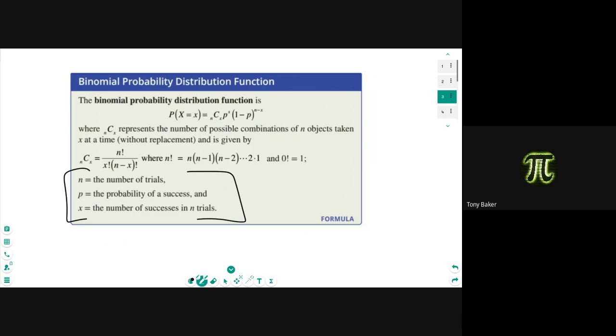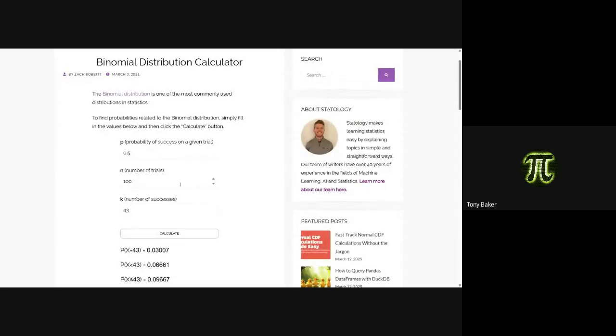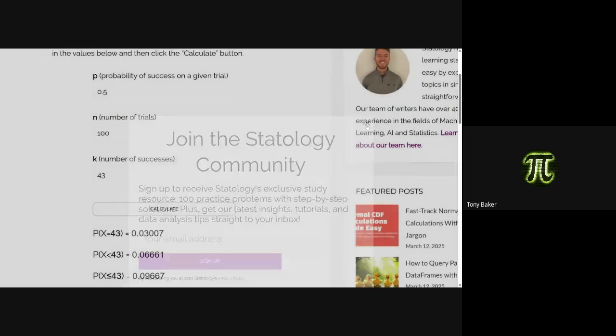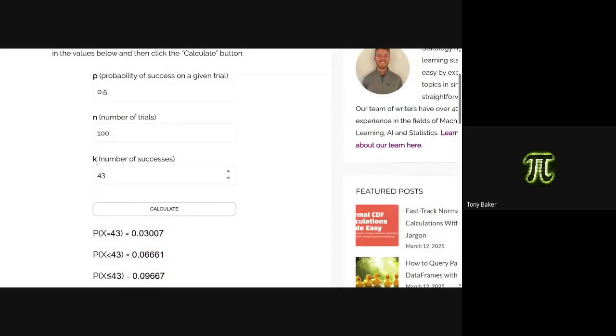So this is the calculator that we're going to be using. And the only difference on it is they use K for the number of successes instead of X. So those are the three things you need to know: probability of success, the number of trials, and how many successes you wanted.